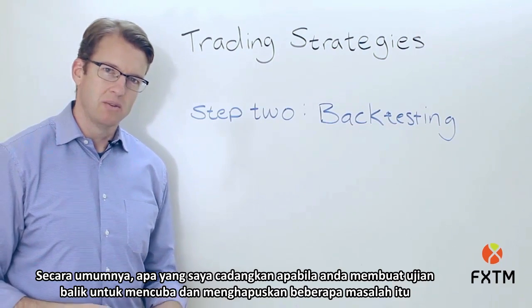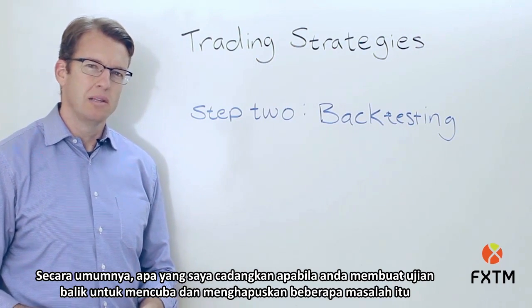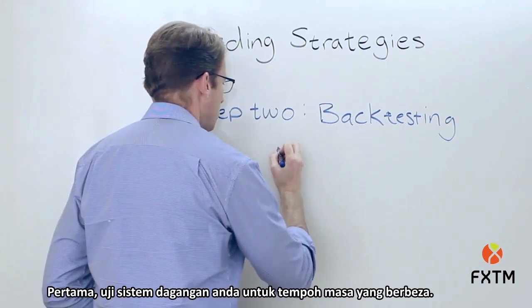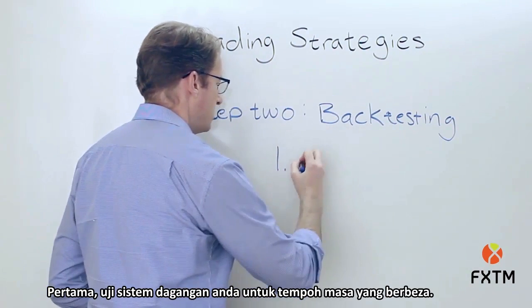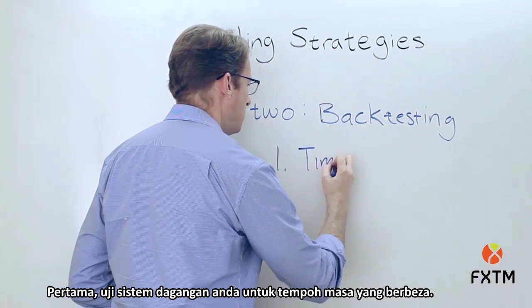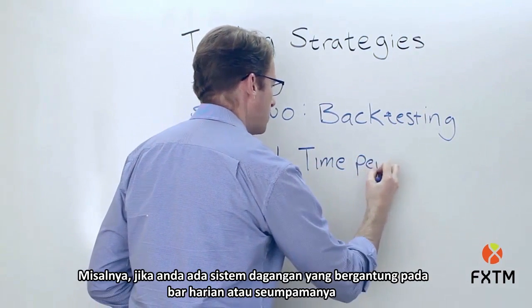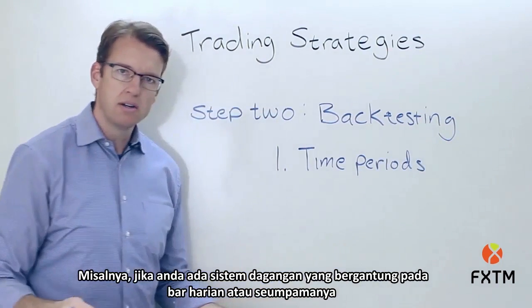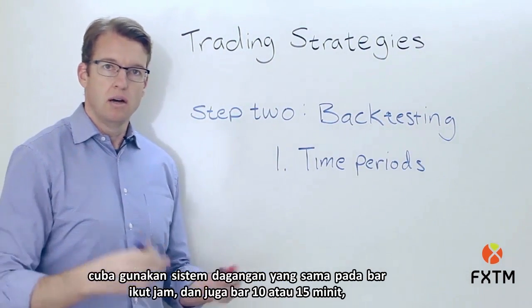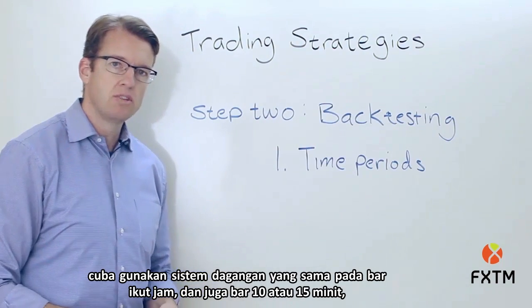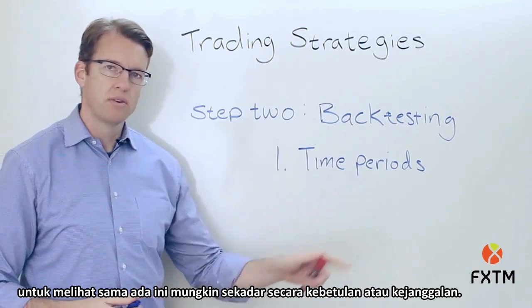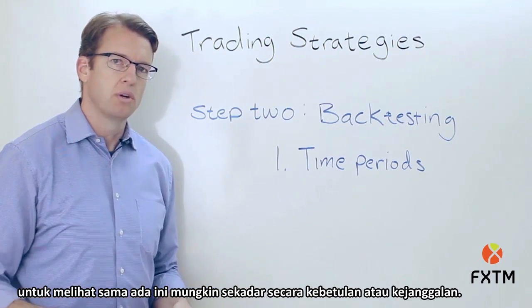So generally speaking, what I would suggest when you're backtesting to try to eliminate some of those problems is to do essentially 3 things. So number 1 is to test your trading system over different time periods. So for example, if you have a trading system that relies on daily bars or something like that, well, try to apply the same trading system to hourly bars or even 10 or 15 minute bars, something like that, to see whether or not this may be just a fluke or an anomaly.